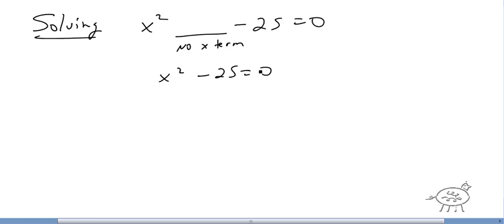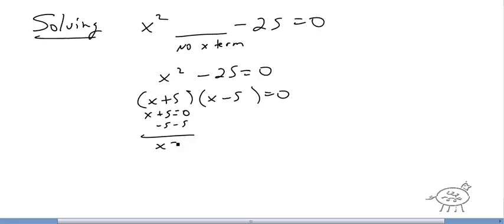There are two ways you can solve this problem. The first way is you guys should recognize that we can factor that. That's x plus 5, x minus 5. So x plus 5 equals 0. Subtract 5, x equals negative 5. And x minus 5 equals 0, add 5, x equals positive 5. So those are your two answers, okay?